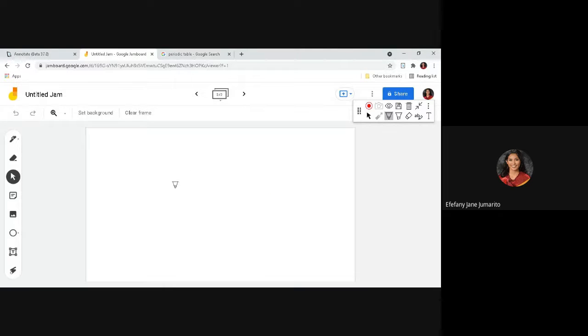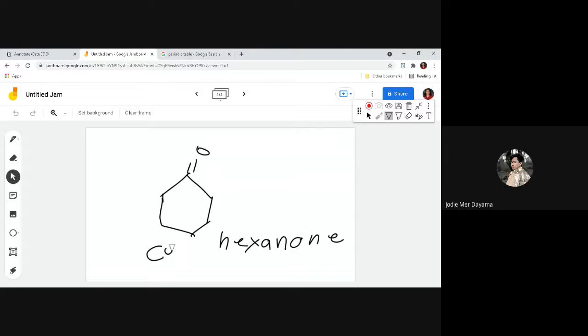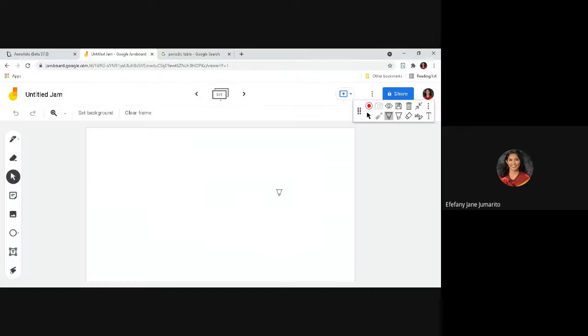Now, example class, if I have this one, how do you name this one? Hex, ma'am. Okay, hex. It's a hex and then hexanon. Okay, hexanon. Then it's a ring. What if it's a ring? Cyclohexanone. Okay, that is cyclohexanone. Hexanone. All right.